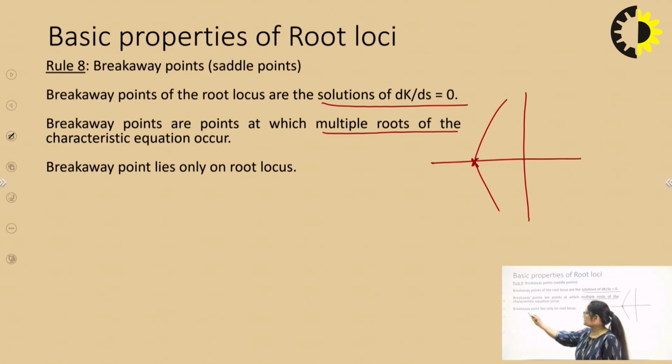And since it is about the root locus, the breakaway point will always lie on a root locus. As we know, all the parts of the real axis cannot be part of the root locus. It is decided by how many poles, or how many poles plus zeros, are on the right side of that particular point.